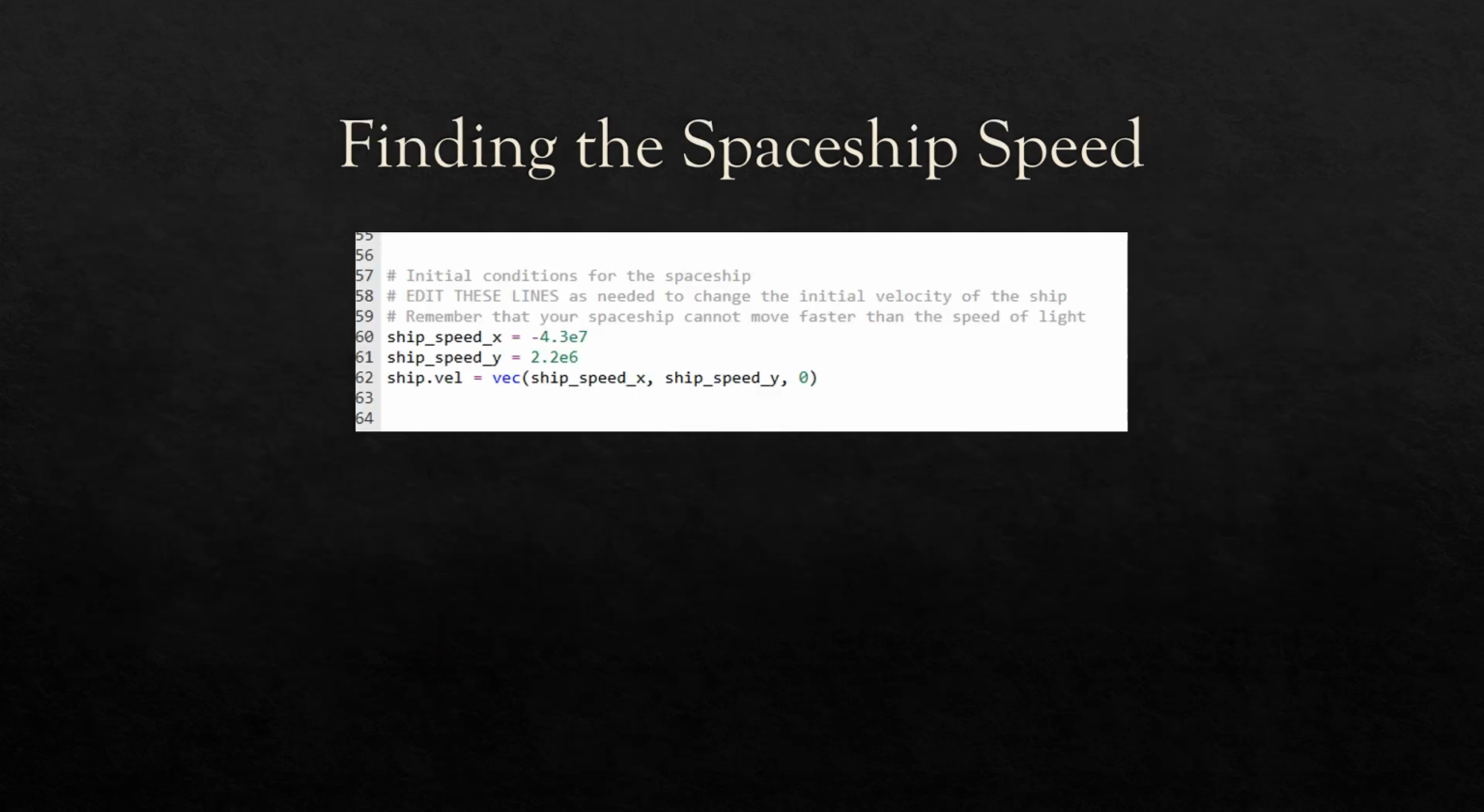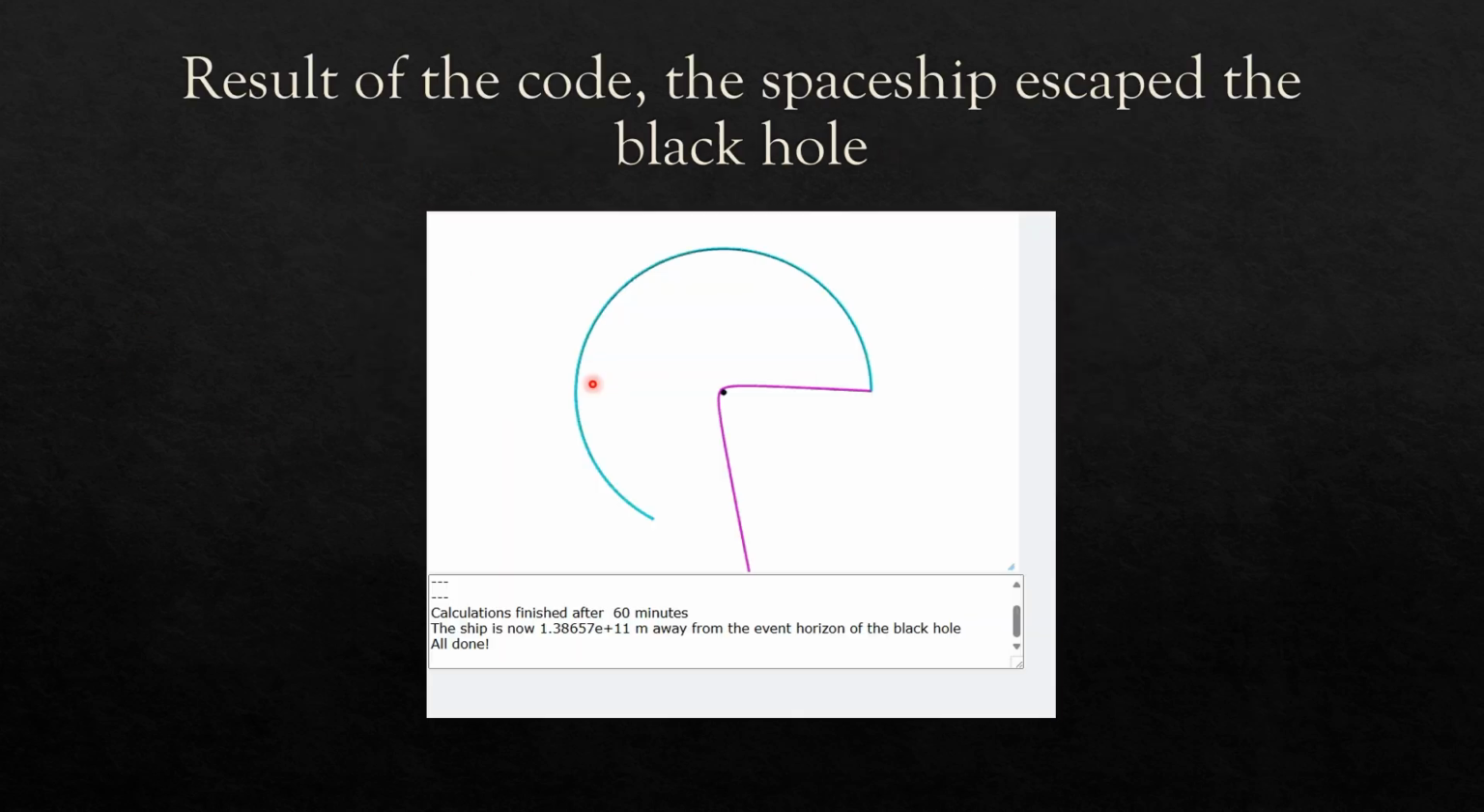So after we found the initial velocity through guessing and checking, like the instructions said, as you can see, this initial velocity led to this, which is the fact that the spaceship escaped the black hole, which means that the goal of part 2 is now accomplished.